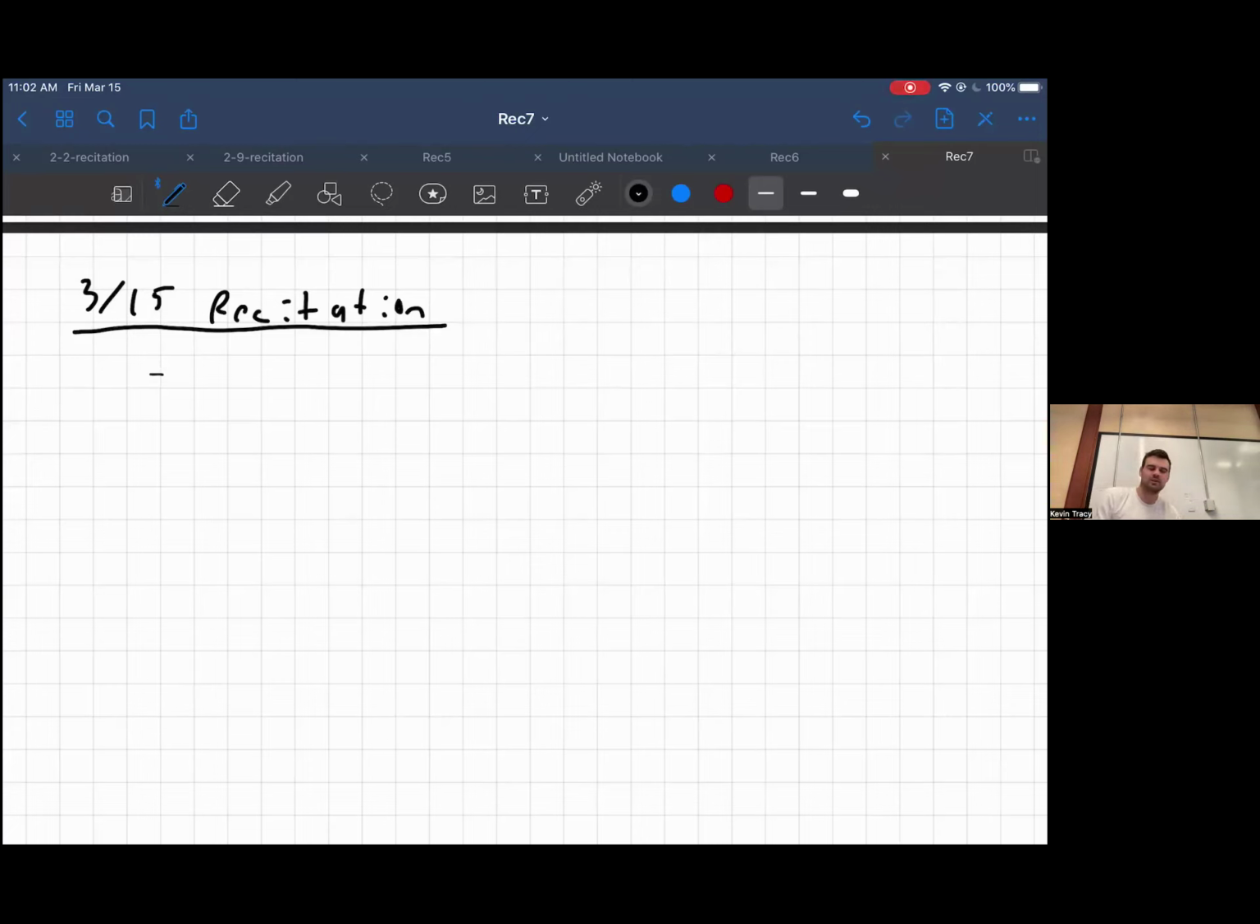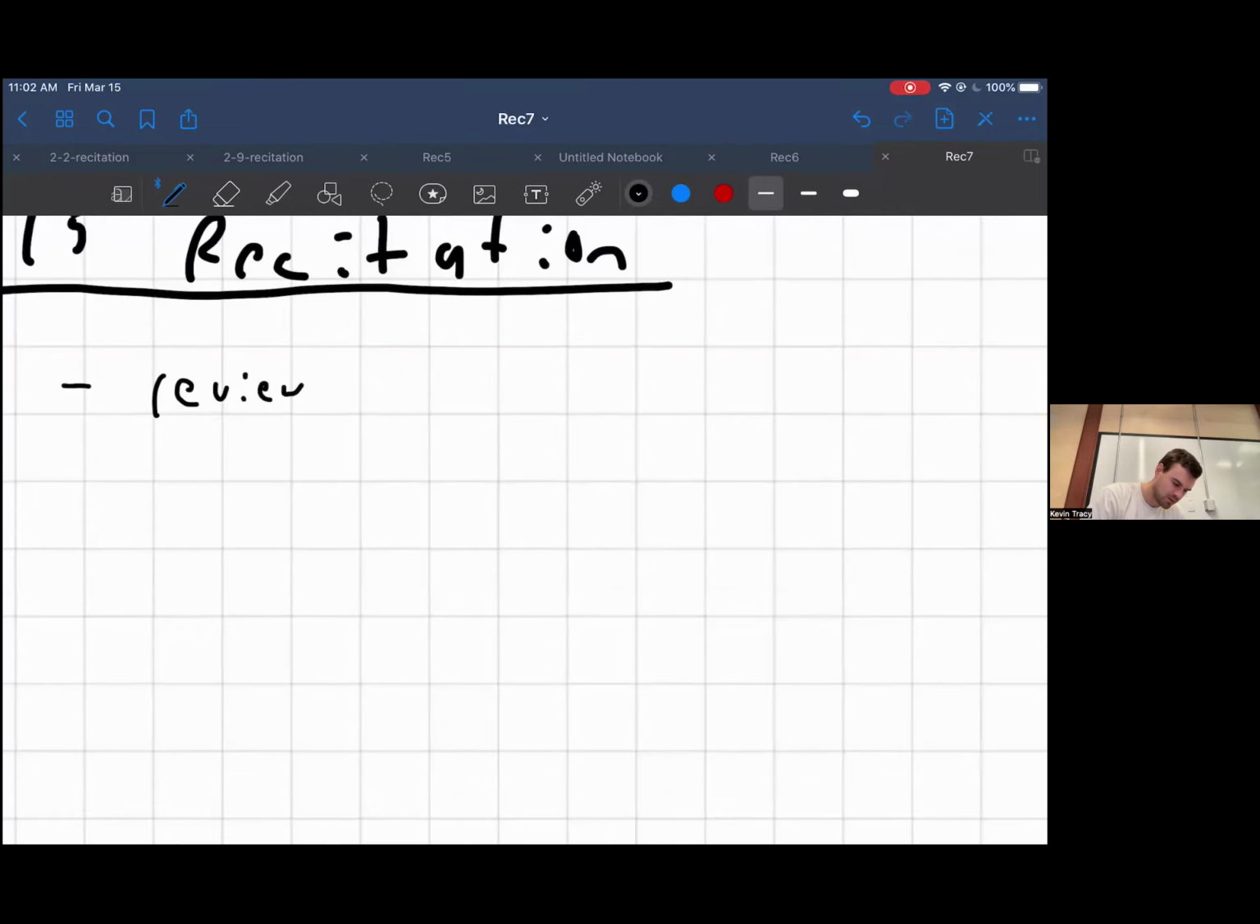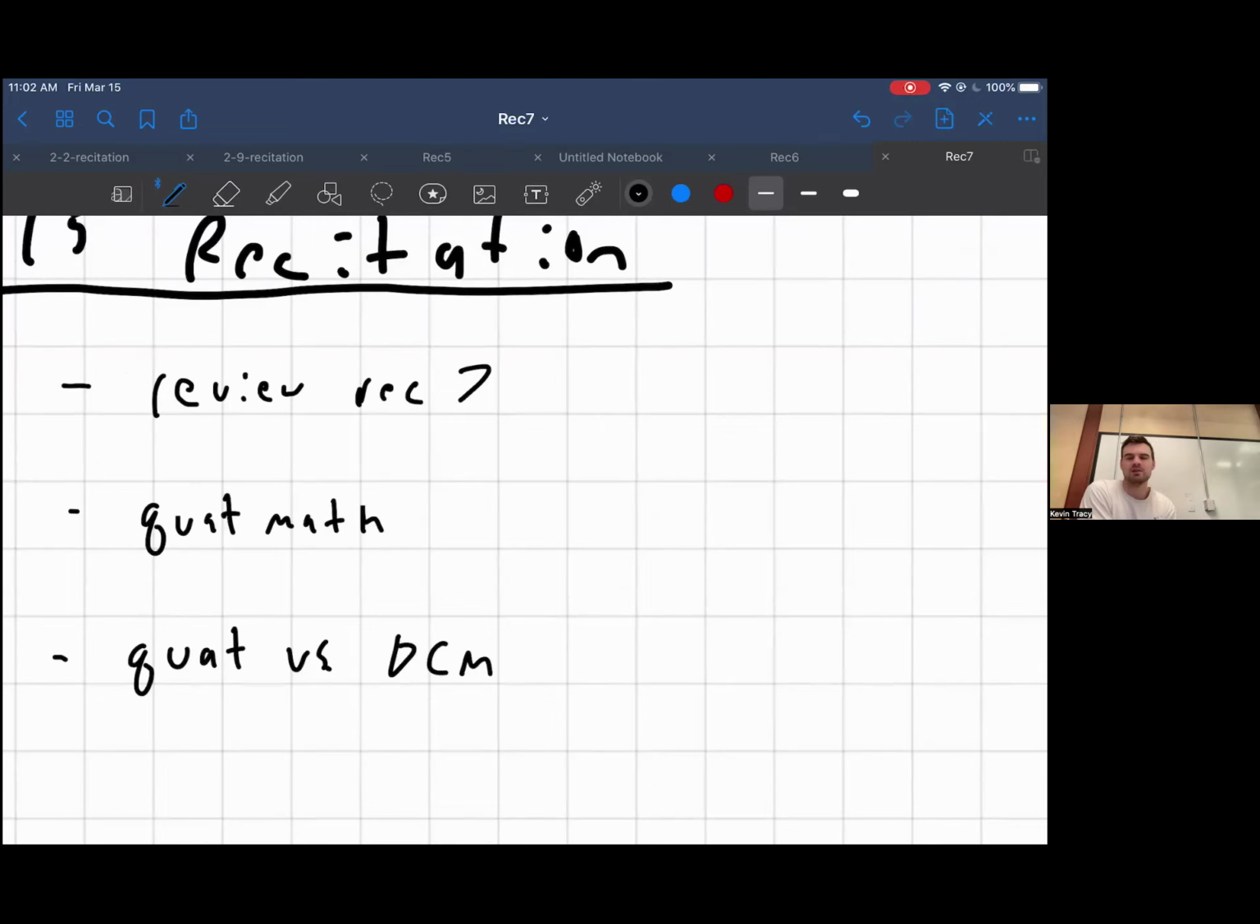So with that, the first thing we'll do is a quick run-through review of Recitation 7. And then we'll do quat math. Zach has his own way of not doing the quaternion math, but how we actually write it out. So the math is the same, but the notation is a little different, so we'll go over that. And then we'll do a nice review chart of everything between quaternions and the direction cosine matrix, which again is the rotation matrix.